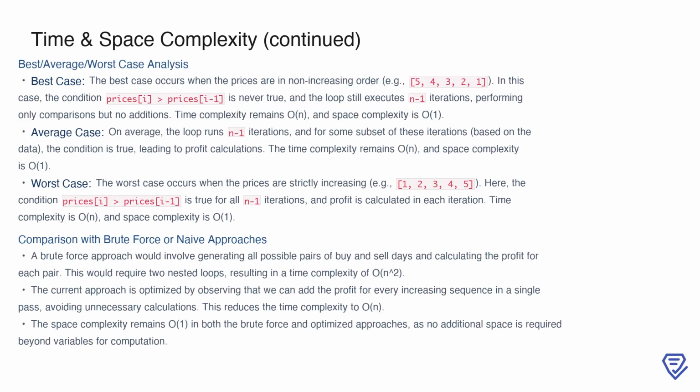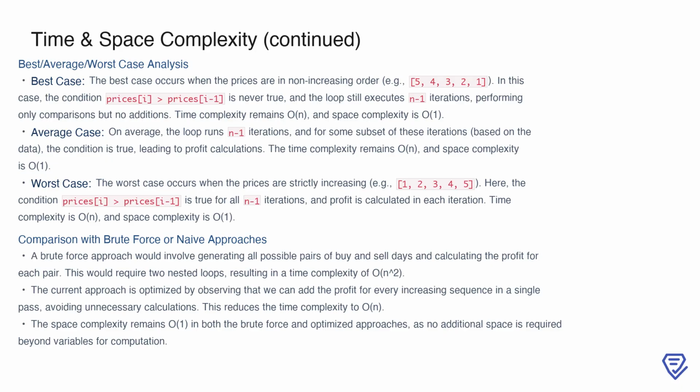Next, let's analyze the time and space complexity for the best, average, and worst-case scenarios. In the best case, the prices are in non-increasing order, such as 5, 4, 3, 2, 1. Here, the condition prices[i] > prices[i-1] is never true, and the loop only performs comparisons for n-1 iterations without any profit calculations. The time complexity remains O(n), and the space complexity is O(1).